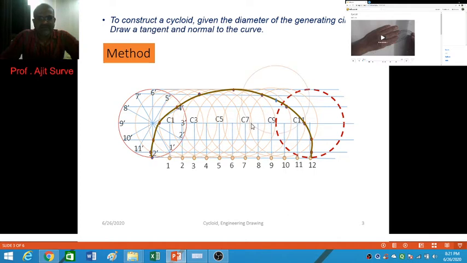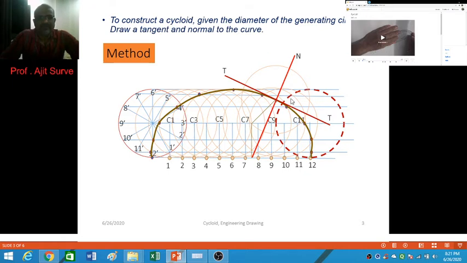So center is here somewhere. From this center I will drop a perpendicular on this straight line. So I got this straight line here. Now I join this point with this one, that gives me the required normal. And perpendicular to this normal at this point becomes a tangent. So I have drawn here the normal and tangent to the curve. So this becomes the method to draw the cycloid.